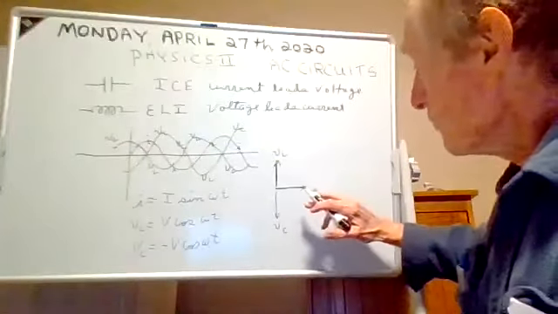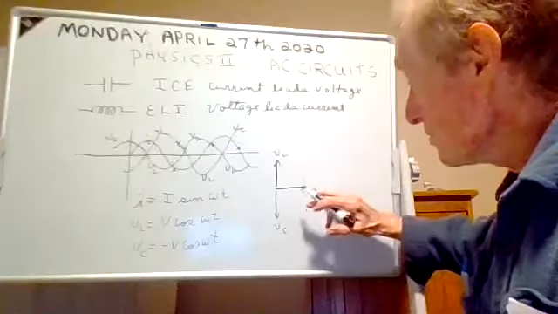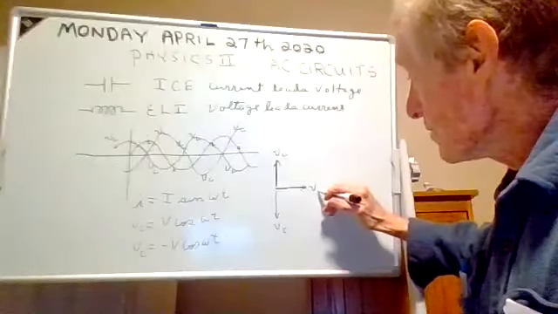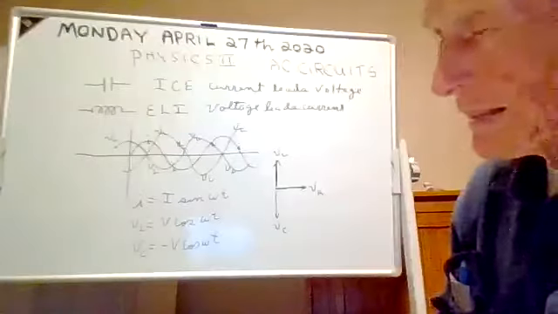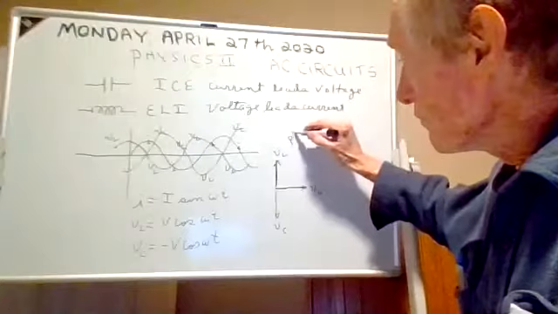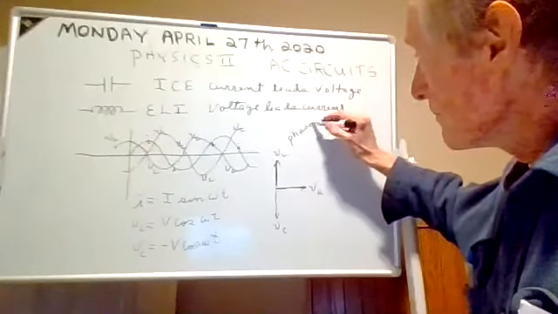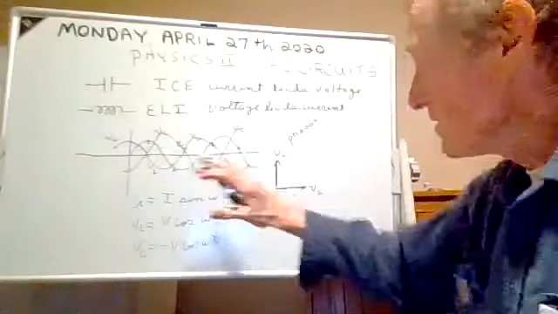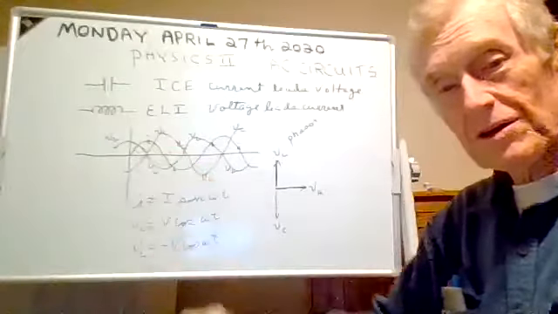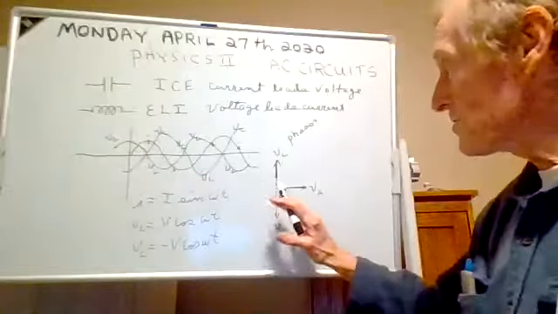Now, if you wanted the voltage on the resistor, you know it's in phase with the current. So you could say the voltage on the resistor is like that. These are called the phasor diagram. That represents this. Now, isn't this simpler to look at than that? That's a mess. But this is a lot simpler.